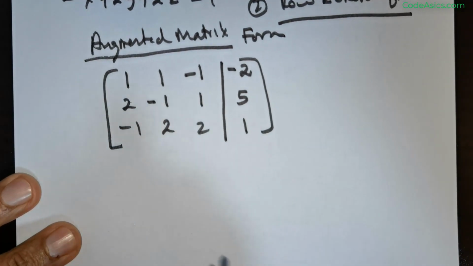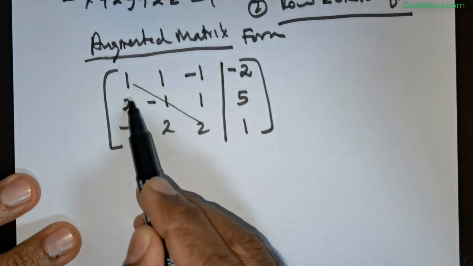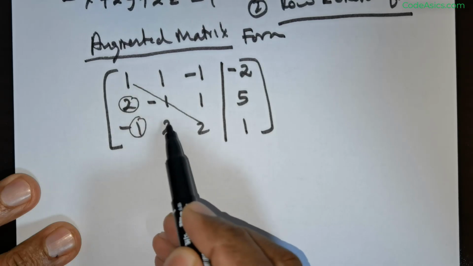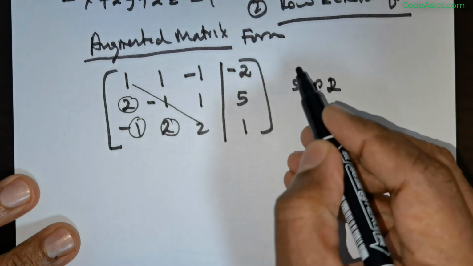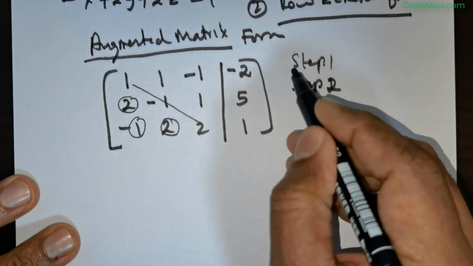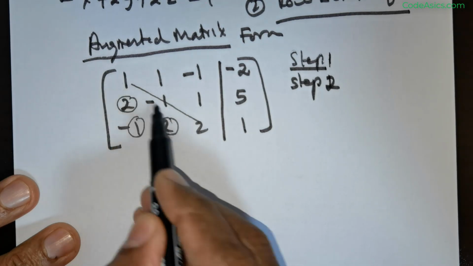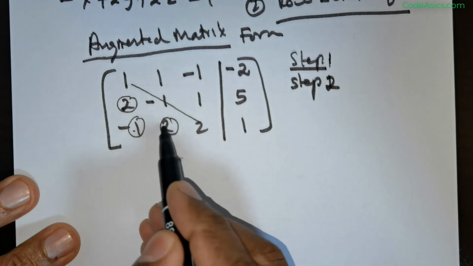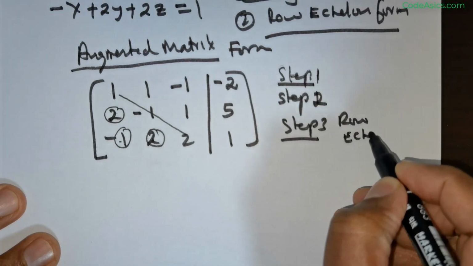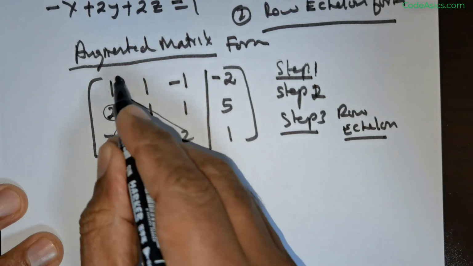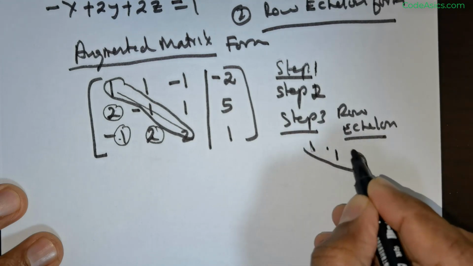Now the idea here is we will have to convert every element below the main diagonal. This is called the main diagonal. Every element below the main diagonal should be 0. So I need to have a 0 here, a 0 here, a 0 here. That is step number 2, because our step number 1 is getting the augmented matrix. My step number 2 is changing all of the elements below the main diagonal so that they are equal to 0. Now my step number 3 is to achieve the row echelon form. What is the row echelon form? The main diagonal should only have 1s in it, and we need to achieve that.